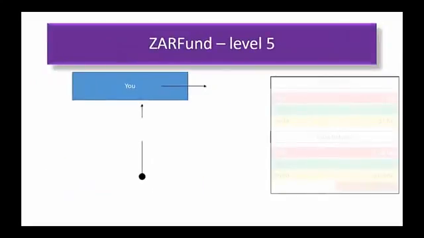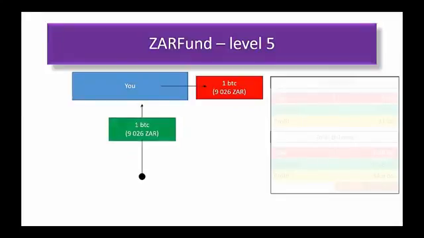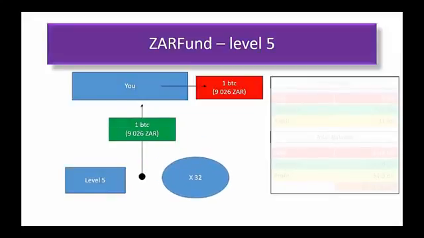You want to upgrade to the 5th level. The 5th level will entitle you to more people paying you at a much higher rate for them to eventually get to level 5. So that is 1 Bitcoin. So on level 5, you have to pay 9,026 rand, which is 1 Bitcoin. And once you've paid that, you can now receive 1 Bitcoin as well from your downline that would eventually want to get to level 5 as well.